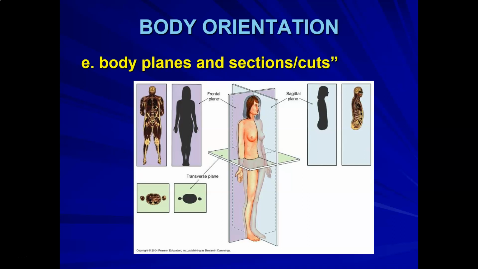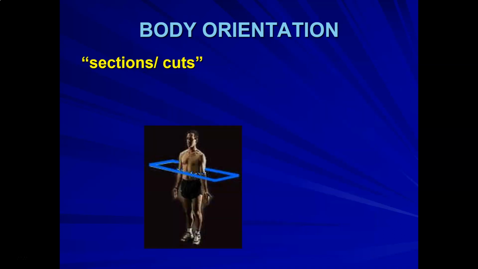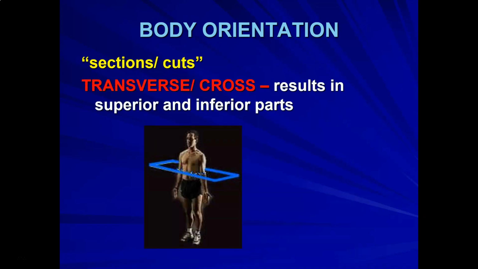We can also look at body sections or planes. This is where we cut the body in various ways. So this could be an actual cut like a chainsaw, or it could be a virtual cut, something that we made with an MRI or a CT scan. And we want to recognize what we call planes or sections. We've got some AKAs in here.